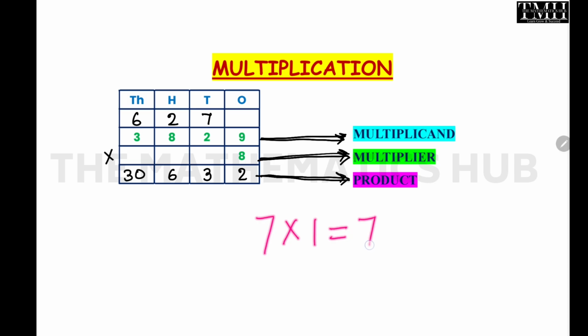Product of any number and 1 is the number itself. 7 multiplied by 1 is equal to 7. Product of any number and 0 is equal to 0. A number can be distributed and then multiplied. The product remains the same.